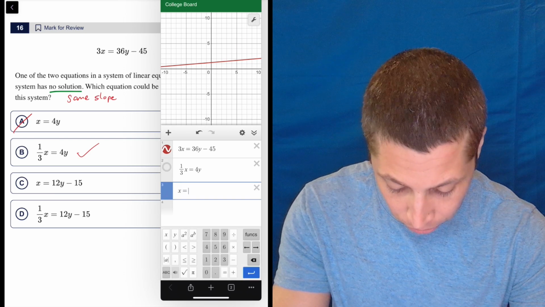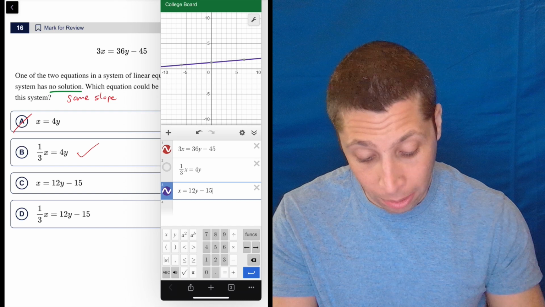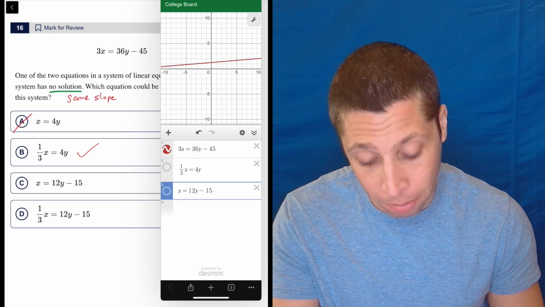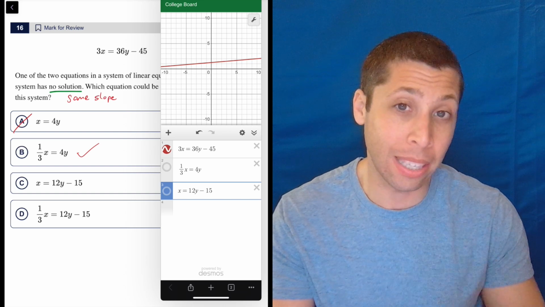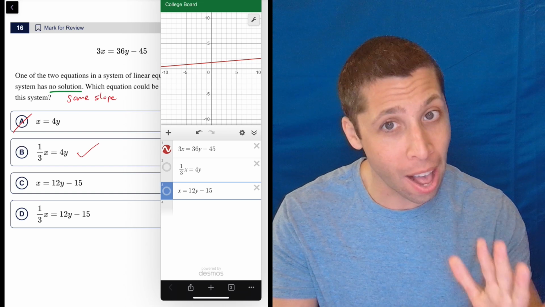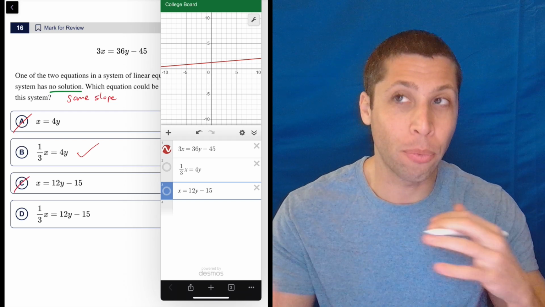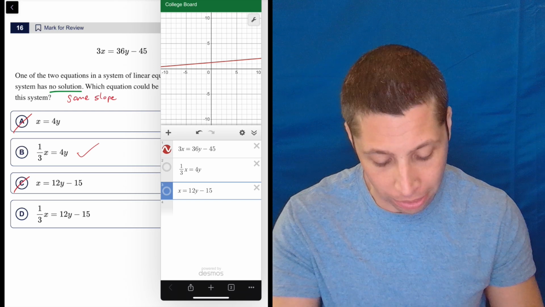And then x equals 12y minus 15. Now, those are clearly parallel in that they have the same slope, but you can see if I turn it on and off, that's the same line. So that is not a no-solutions situation. That is infinitely many solutions, and that's not what we're looking for. So this is definitely a little bit of a trap. They know that if we were to find the slopes, we would get this wrong. I'll show you how we would prevent that later, but let's just move on for now.